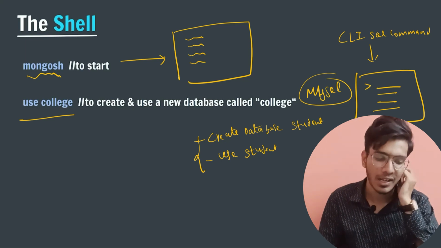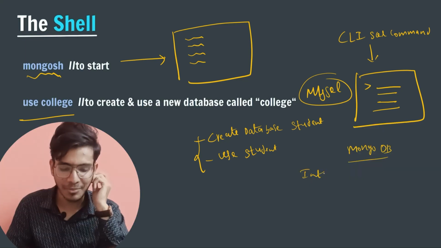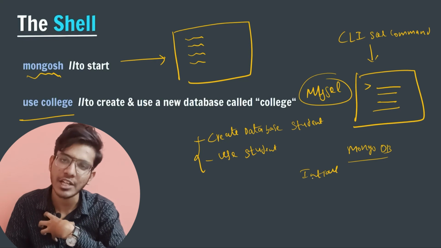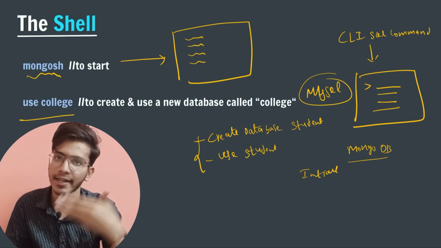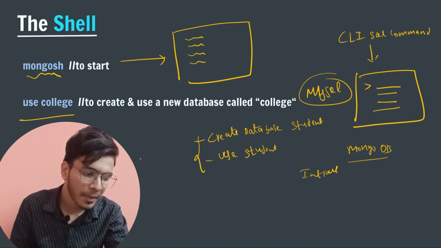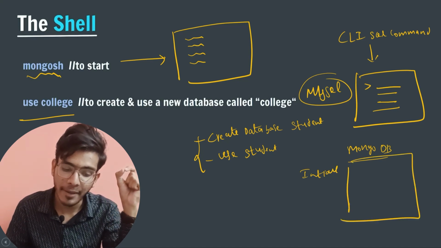For example, let's say this is my MongoDB server. Initially my server is empty. Now what I want to do is create a database called student. So here I will write use student, and when I run this command, I will check whether there is a database. Here you can see the old database is empty.